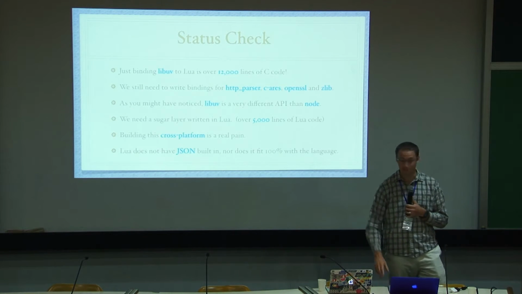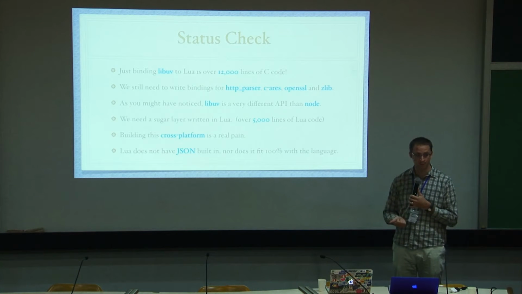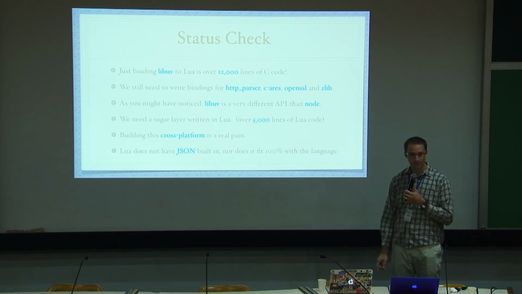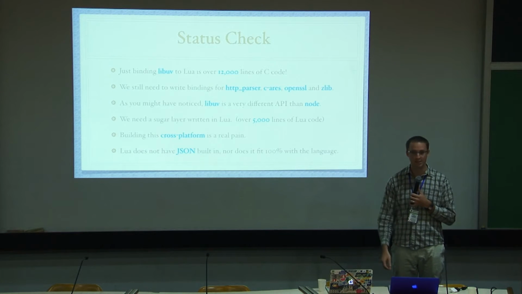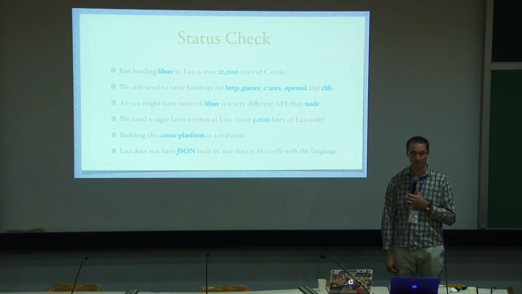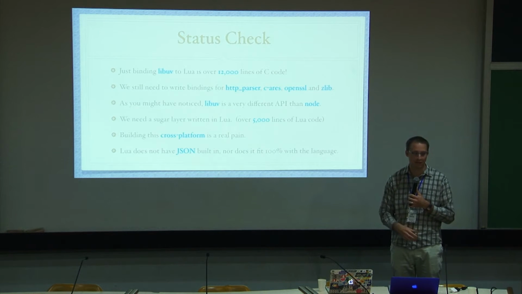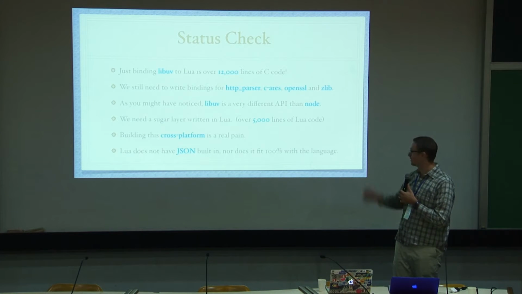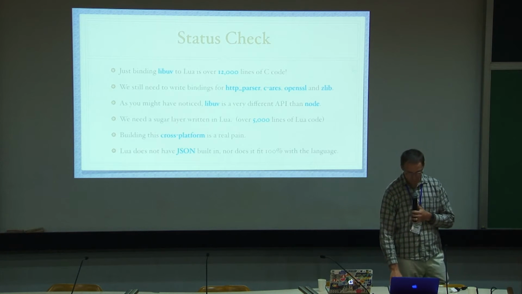So I still need to write bindings for HTTP parser, which is Ryan Dahl's HTTP state machine. C-Ares is a non-blocking DNS library. OpenSSL, that's a beast. Writing bindings for that. I know there's existing ones for Lua, but a lot of them don't take into account the non-blocking system that I'm doing, and I didn't even know what was available, so we had to write our own. And zlib, that one's not too bad.